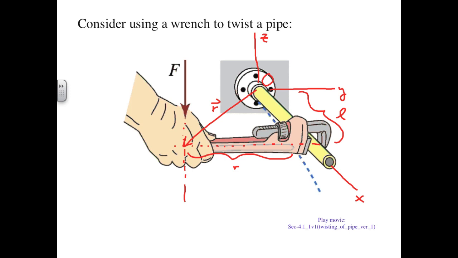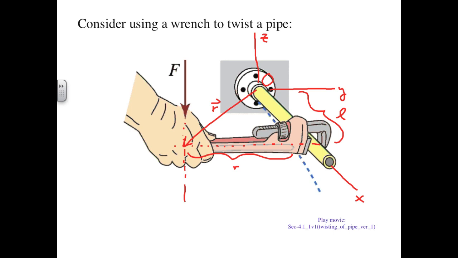I'll sketch an XYZ coordinate system on the figure so we can evaluate the moment M. Note the position vector has two components in the XY plane, a length L along the x-axis from O to where the wrench jaws grip the pipe, and a length scalar r in the minus y direction from the pipe's jaws to the worker's application of the force on the wrench handle.